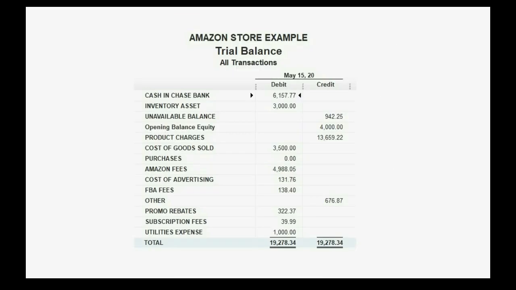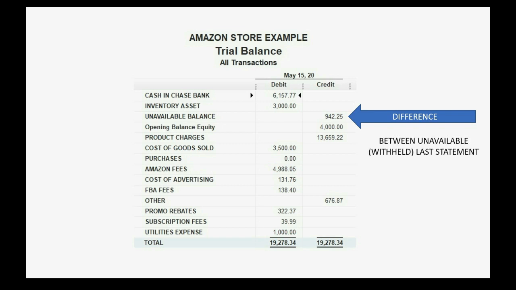But you see, after we recorded our deposit, what was showing in the unavailable balance was not the amount that you will receive. It was an incorrect amount. It's actually currently showing the difference between the unavailable amount that was withheld last statement and the unavailable amount that was withheld this statement. So if you followed along step by step, you have the difference between the amount released from last time and the amount withheld this time. But it's better to actually have it show the amount you're expecting to receive in the next statement.